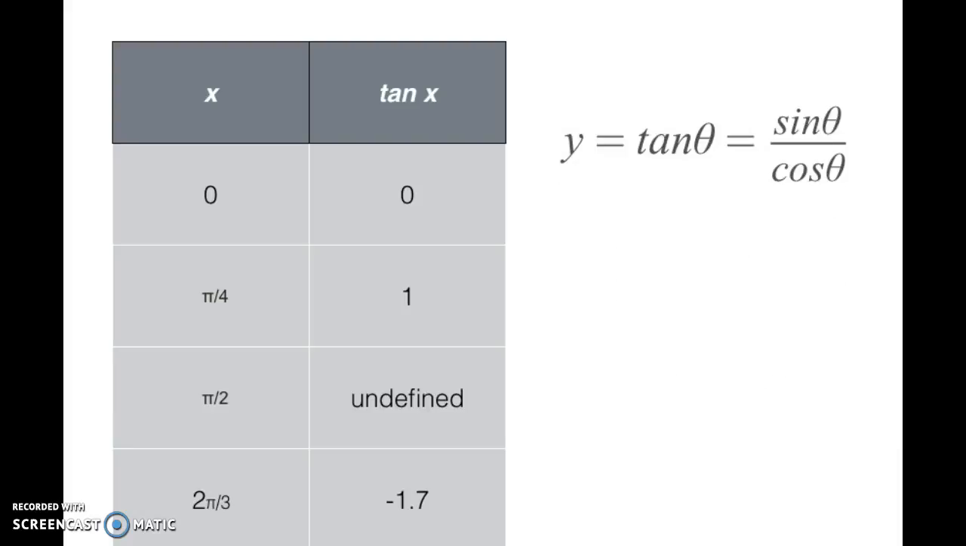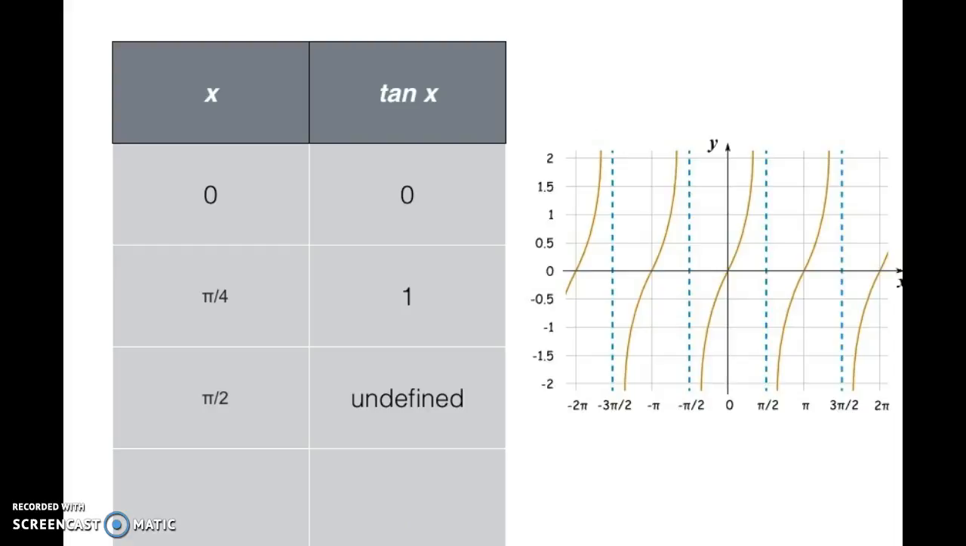Next is pi over 2. Tangent of pi over 2 is undefined because tangent of theta equals sine of theta over cos of theta, and cosine of pi over 2 equals 0. And division by 0 is undefined. Next, let's take 2 pi over 3 radians. The tangent of 2 pi over 3 equals negative 1.7. So in the tangent section, we can write negative 1.7.